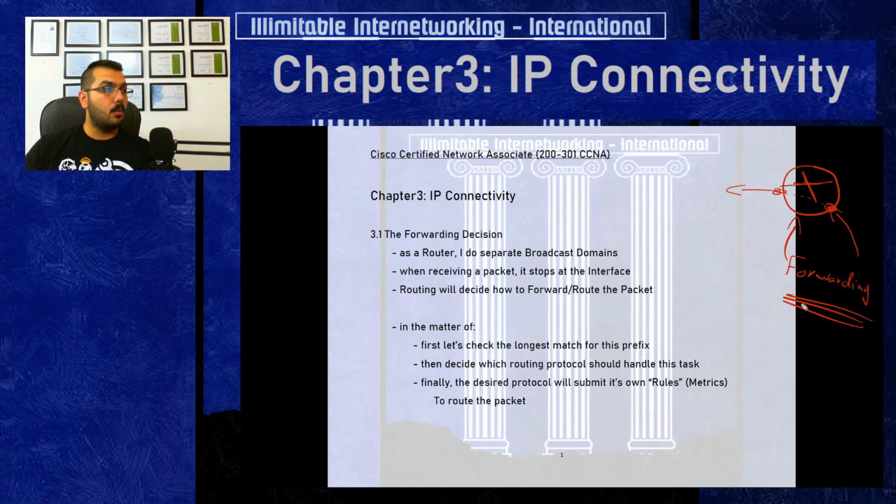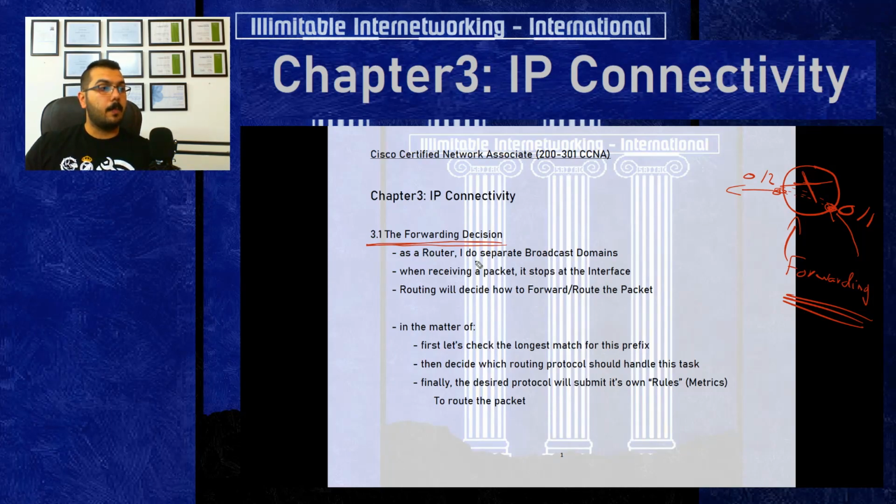The router will do the forwarding procedure based on which criteria, or which procedure exactly? That is what we will talk about in our first subject in this chapter, which is the forwarding decision. How does the router take the decision about forwarding this packet that I have just received on maybe interface 01, and this packet needs to go to interface 02? How should I forward it and take the packet from this source to this destination?